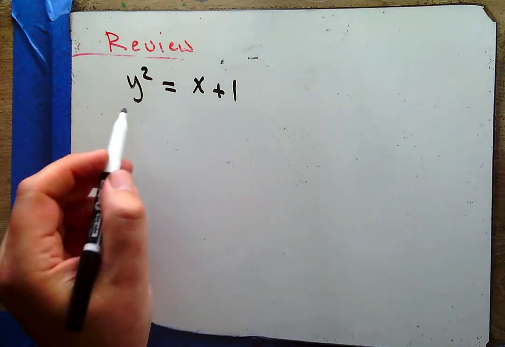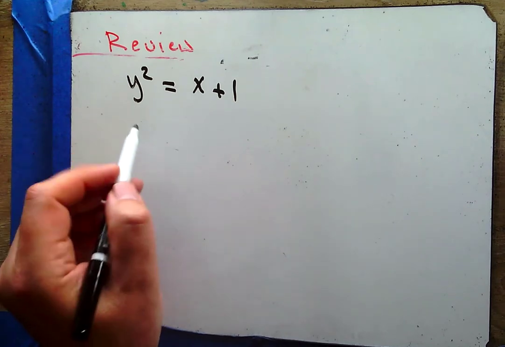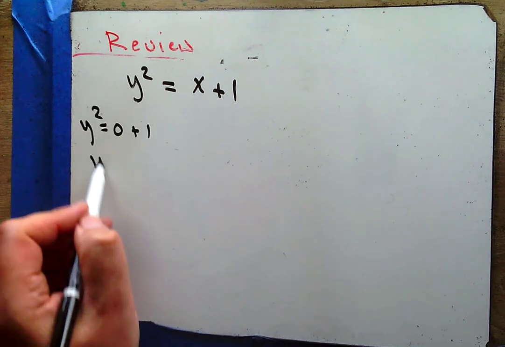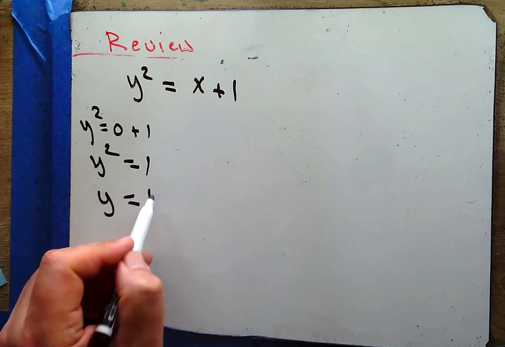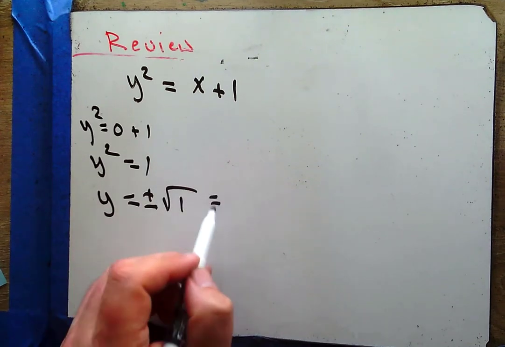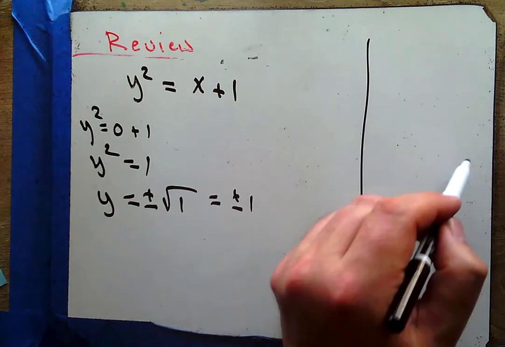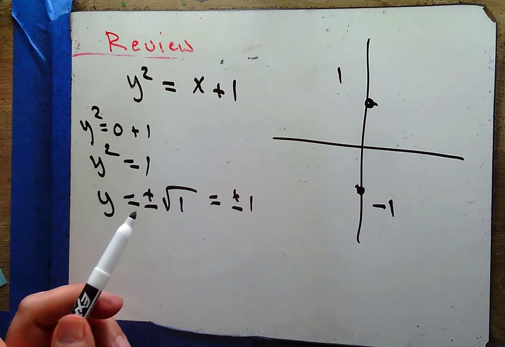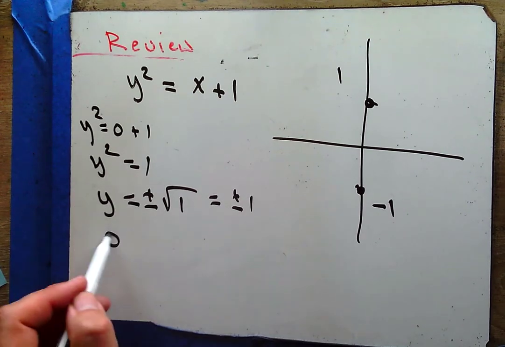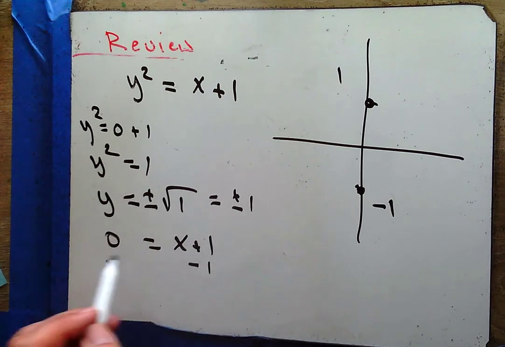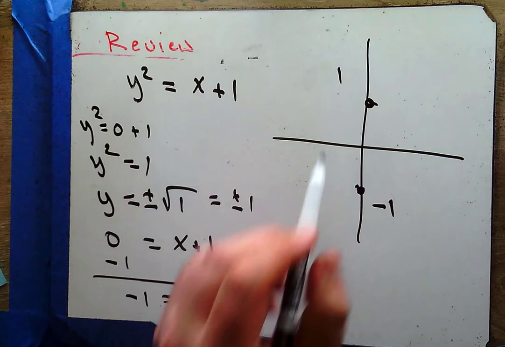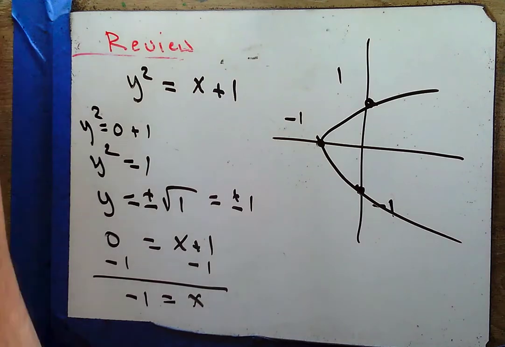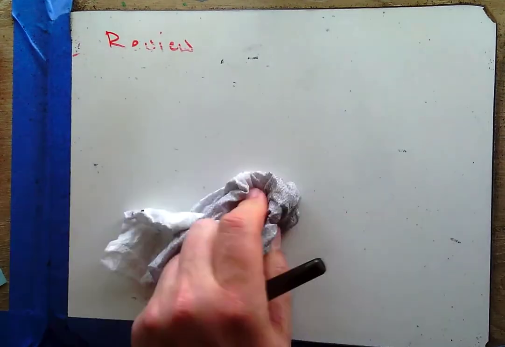Okay, so I like to think that you found the y-intercept by setting 0 for x. So you get y squared equals 1, or y equals plus and minus square root of 1, which is plus and minus 1. So I know we have y-intercepts at 1 and at negative 1. Now, what about an x-intercept? Well, if we set y equal to 0 and solve for x, we get x equals negative 1. And there's our sideways parabola. Okie doke.